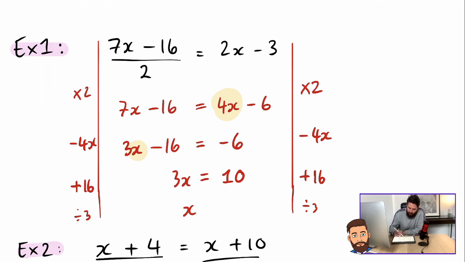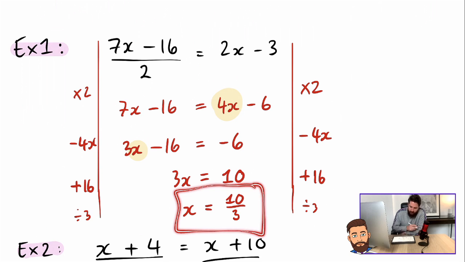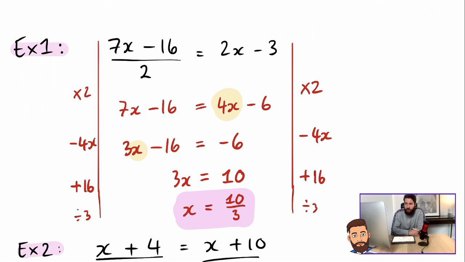And 3 doesn't go into 10. So the best thing that we can do here, and you should be confident doing this, is just leave your answer as a fraction. The answer to this is 10 over 3. There's no point trying to work it out as a decimal. There's no point doing a bus stop and putting 3 into 10. Just leave your answer. Be confident in leaving your answer as a fraction. So 10 over 3 is completely acceptable.